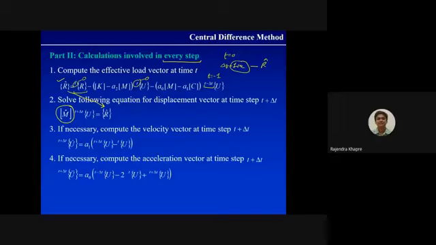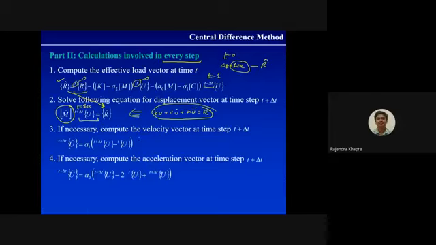So what we have done basically is K into U plus C into U dot plus M into U double dot is equal to R. Now this equation is converted into a simpler equation: this is the effective mass matrix, this is the effective load vector, and this is the displacement at t is equal to 1 second. Now you can calculate the displacement at t is equal to 1 second by simply solving this equation using the Gauss elimination method or any other method, and you can get the unknown displacement at t is equal to 1 second.